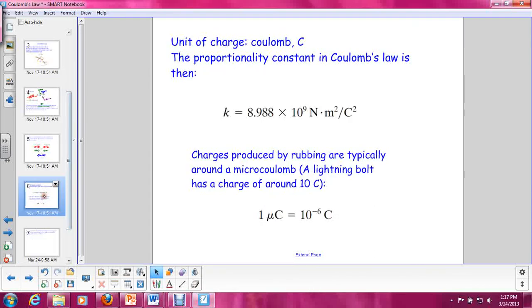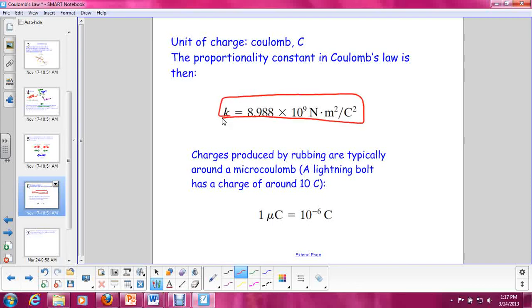So what the heck is that constant? Well, the constant is Coulomb's constant, and it is always 8.988 times 10 to the 9th. And because the unit of charge is a coulomb, in order to make all of the math work out with our units, the units for this constant are newtons times meters squared over coulombs squared.